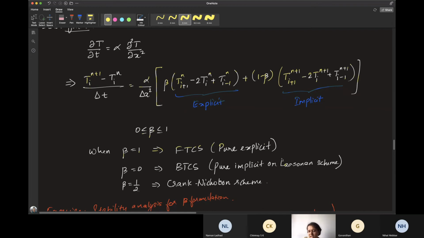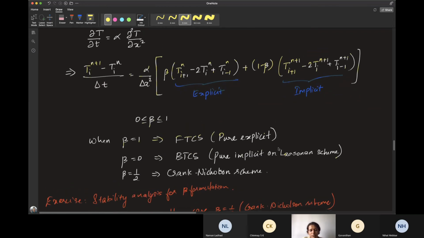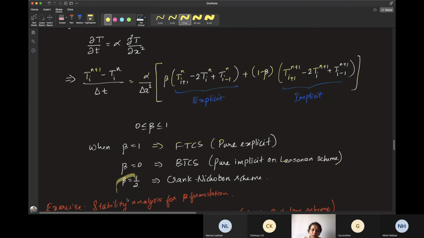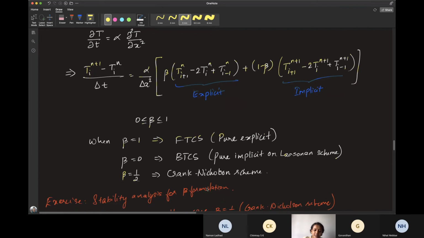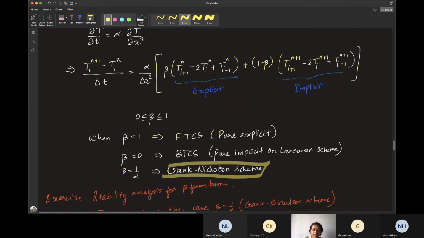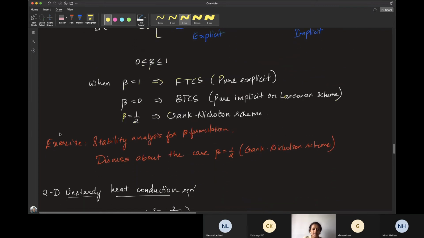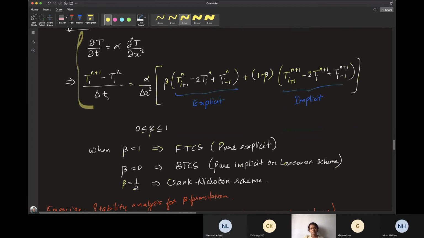So it's also called as Larsen scheme. Maybe someone has invented it. So next is beta equals half. So you have half explicit and half implicit. So it's Crank-Nicholson scheme. This scheme is known as Crank-Nicholson scheme. So as an exercise, you can try stability analysis for this beta formulation as well.